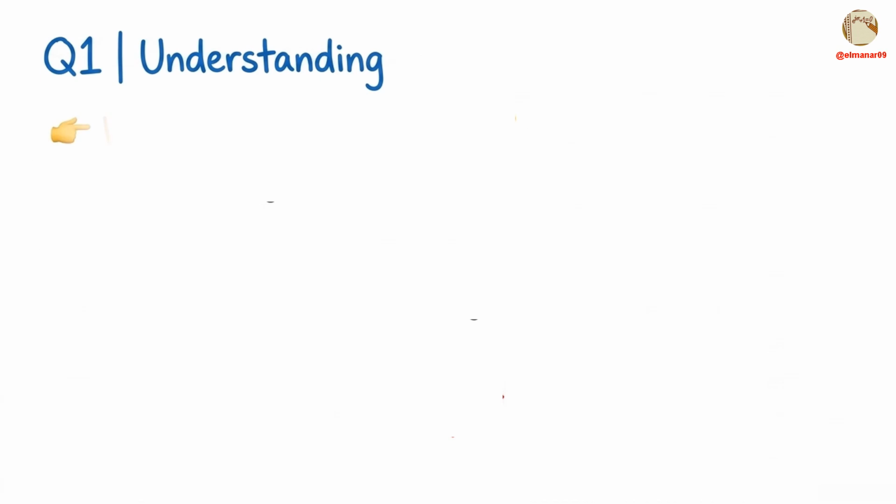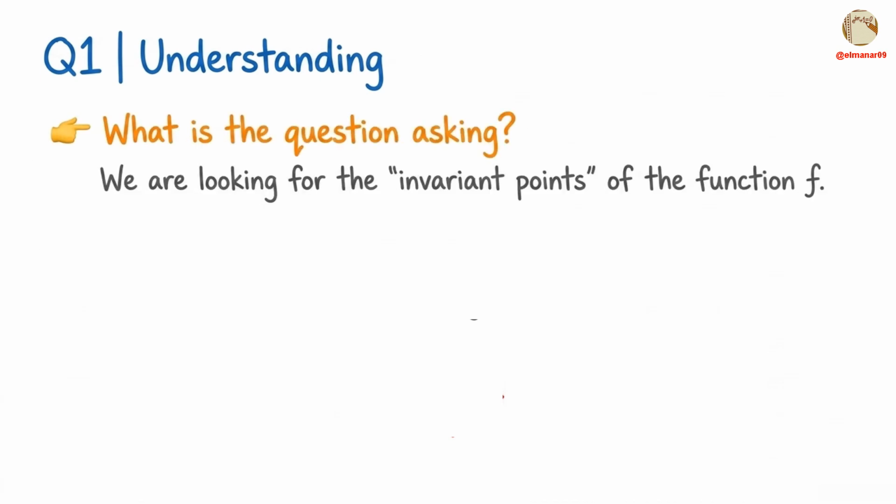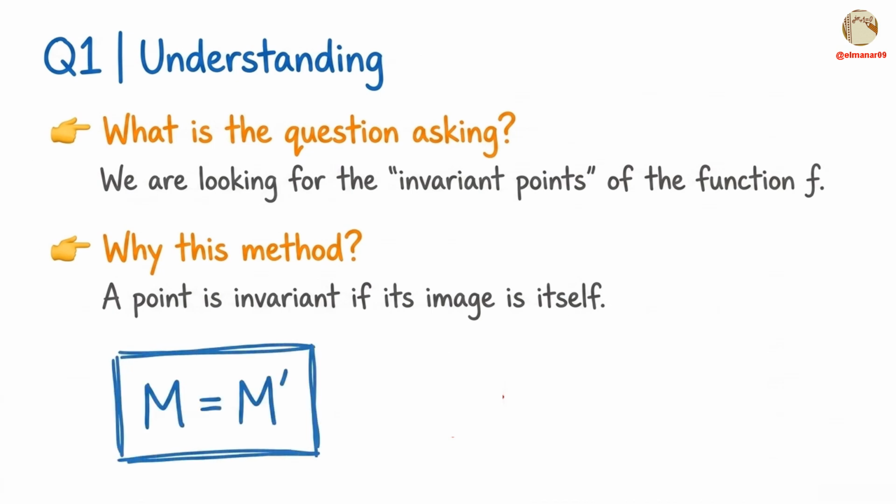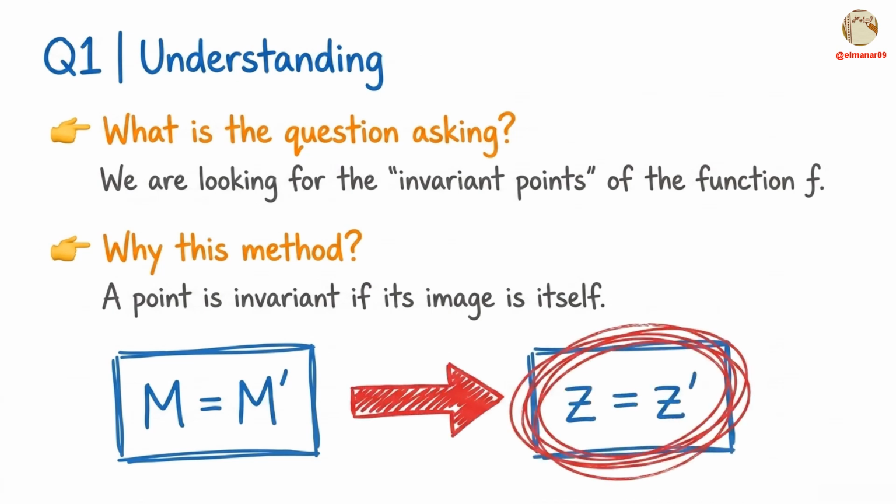Let's tackle question 1, finding the invariant points. What does invariant actually mean? Think of it like a mirror. The point is its own image. In math terms, the point M is the same as its transformed version, M prime, which means we simply set the complex number z equal to its image z prime. Our goal is to solve the equation z equals z prime and find those special fixed values.